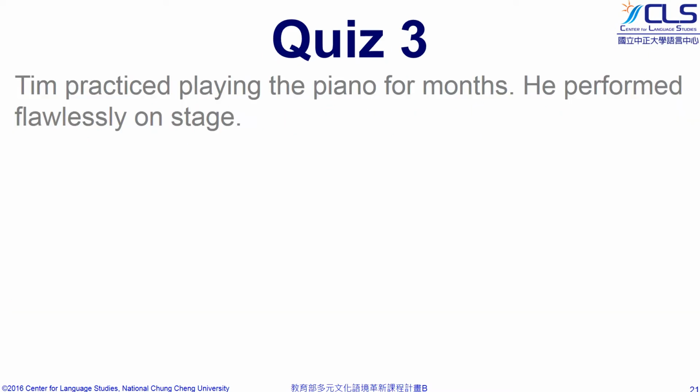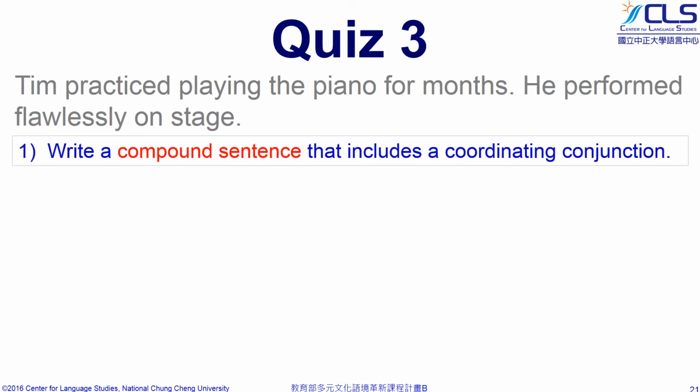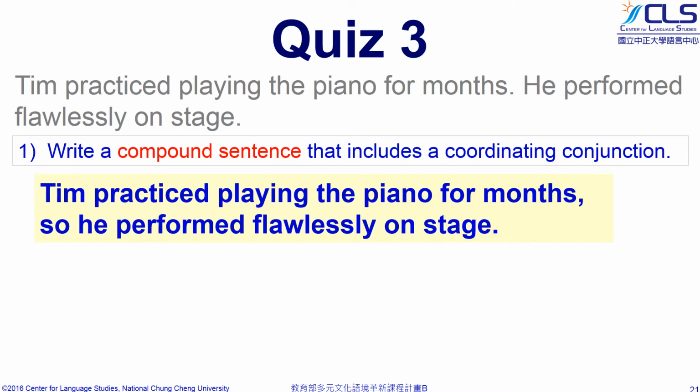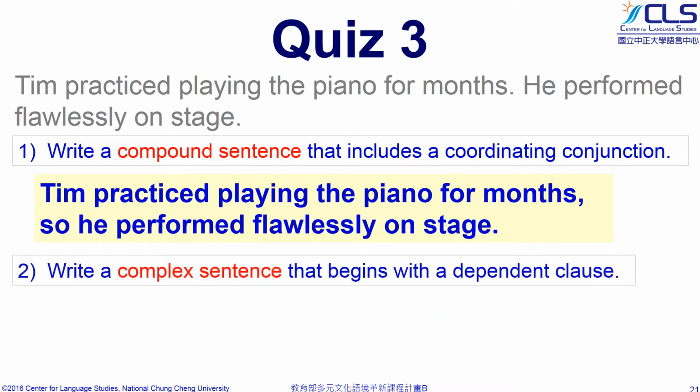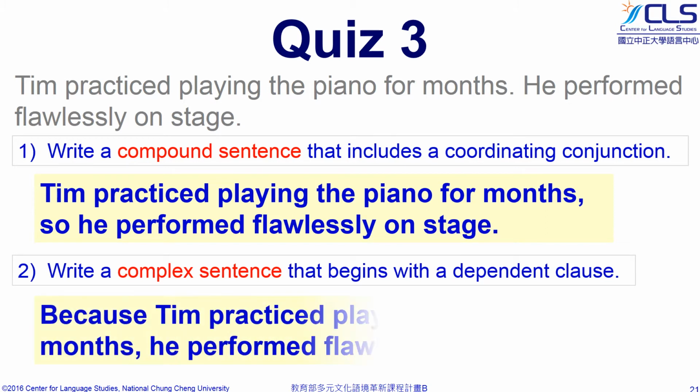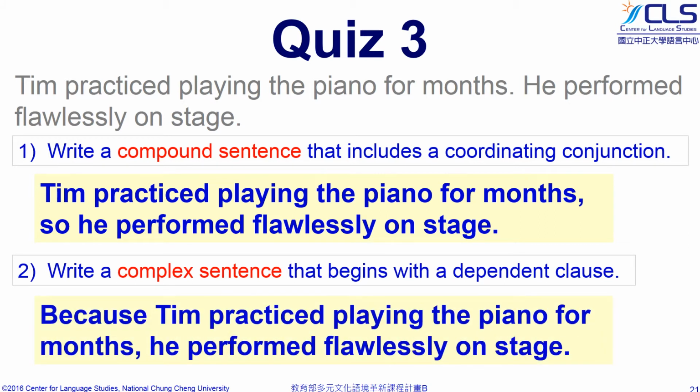Look at the sentence. "Tim practiced playing the piano for months. He performed flawlessly on stage." Sentence variety can be created with the coordinating conjunction "so" in a compound sentence. Besides, a complex sentence beginning with a dependent clause can create sentence variety by using "because."